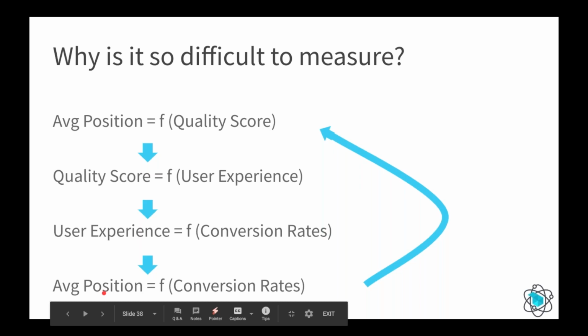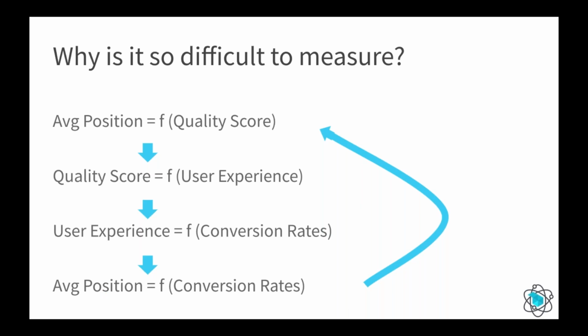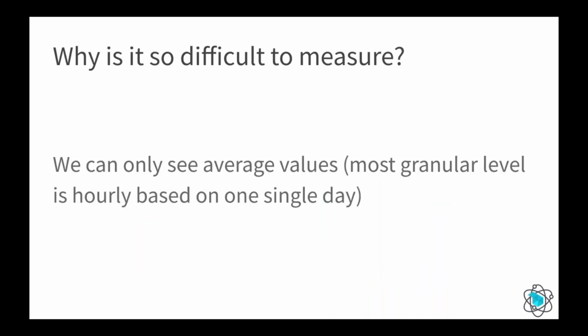So it's very difficult, in other words, to say if you're first and therefore you have a better conversion rate, or you're first because you have a high conversion rate. So this is a very tricky situation to measure. I think this is one of those areas where it's very difficult to measure, even if you wanted to run an experiment yourself, right? You can only see average values.